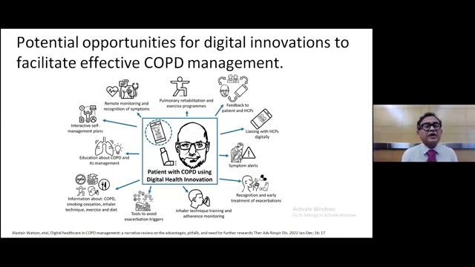Same with COPD, there are various other methodologies which can help the COPD patient to be digitally compliant and get trained properly, and also understand the side effects of medicine and how to reduce the side effects of medicine.